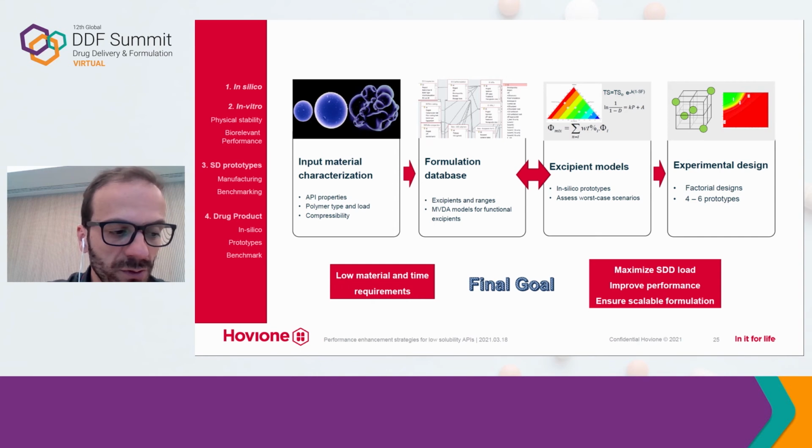Finally, a reduced number of viable prototypes is produced using an experimental design. The main goal here is to reduce development time and material consumption while maximizing SDD loads, improving the performance of the spray-dry dispersion, and also ensuring that we have a scalable formulation very early on.